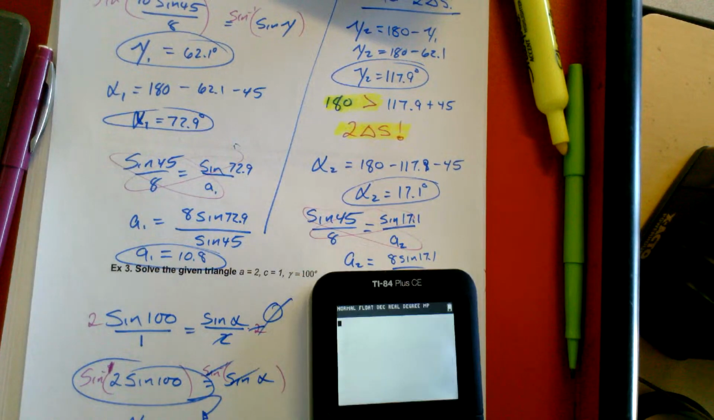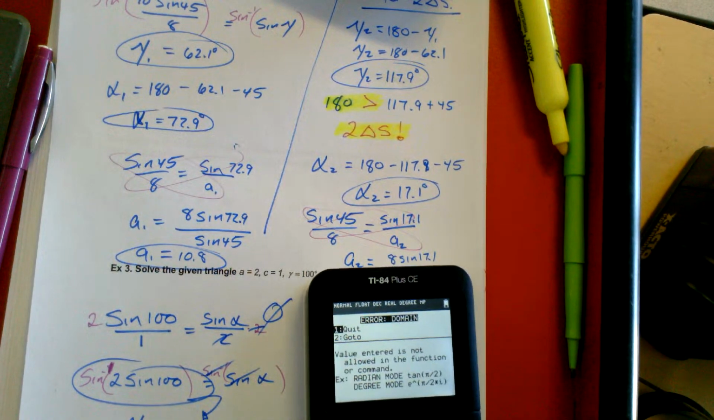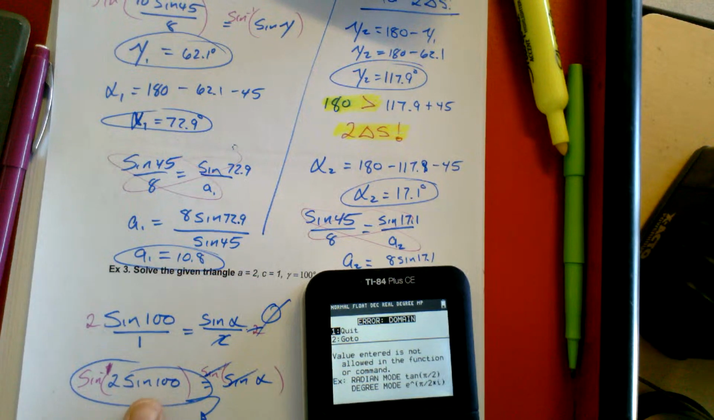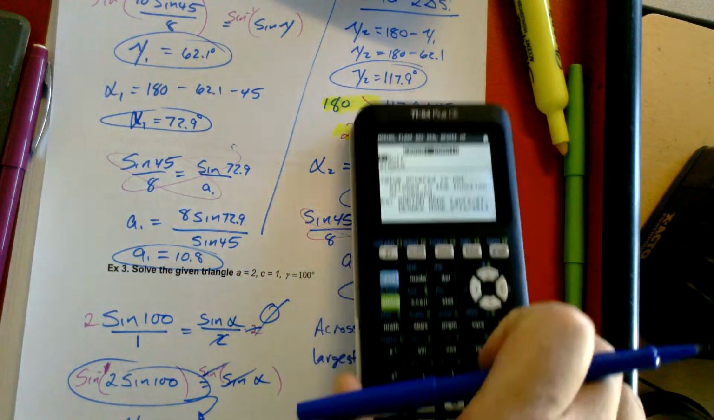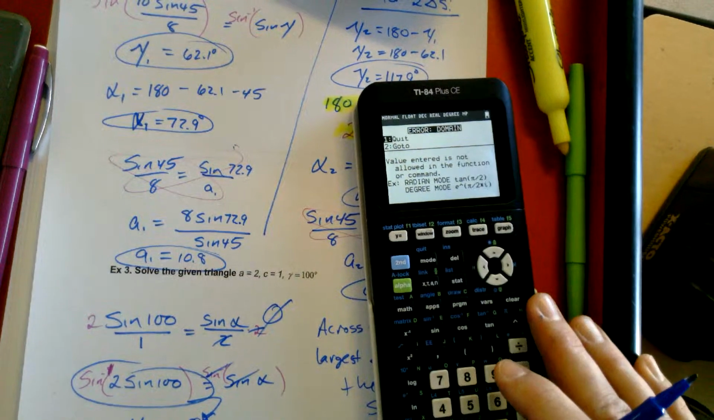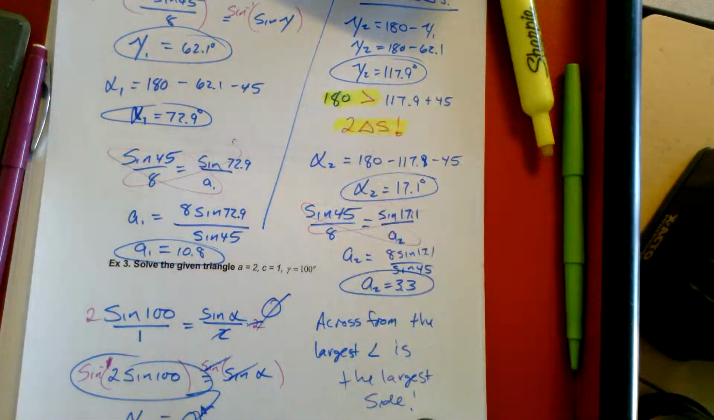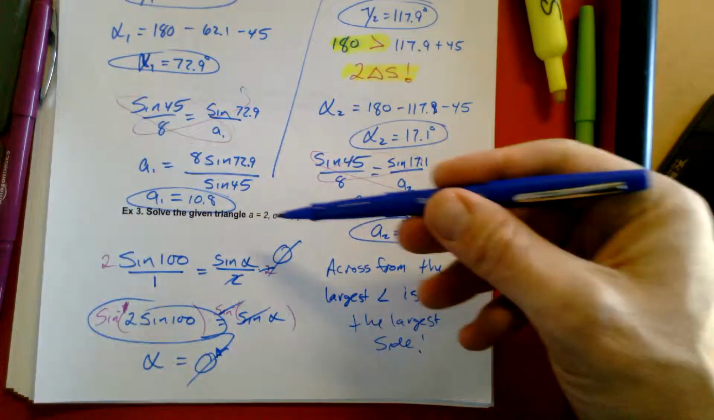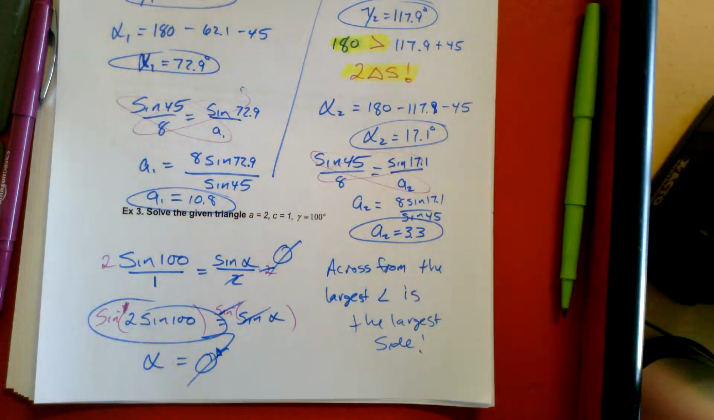We're going to do an inverse sine of 2 sine of a hundo. And then I get a domain error. 2 sine of 100 is pretty big, right? It's more than 1, and you can't have anything more than 1 inside an inverse sine. Okay? So, no solution. Can't do it. Wish you could, but you can't. All right, so again, no solution on that. If you see that right away, can't do it.